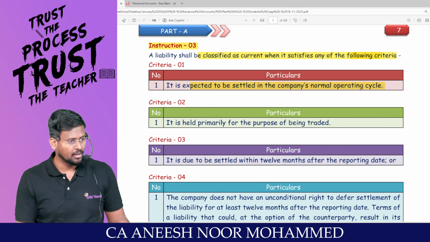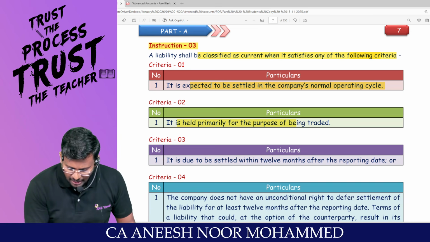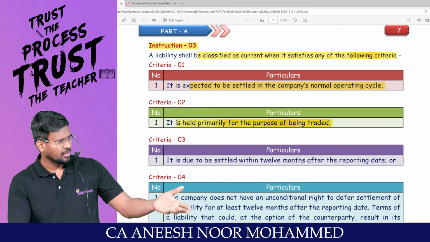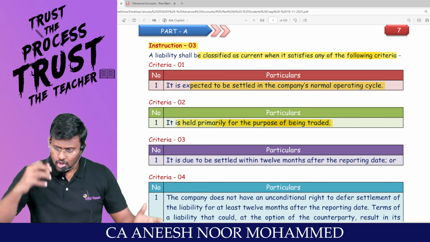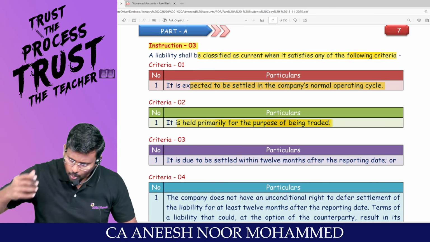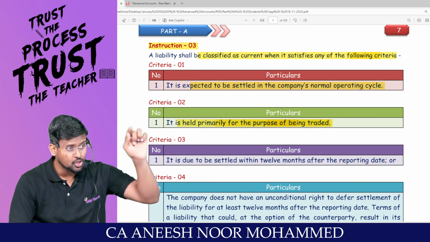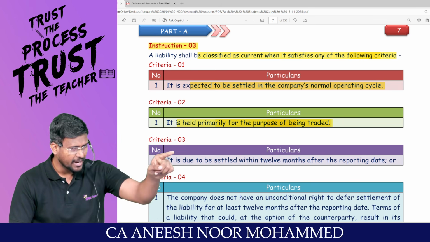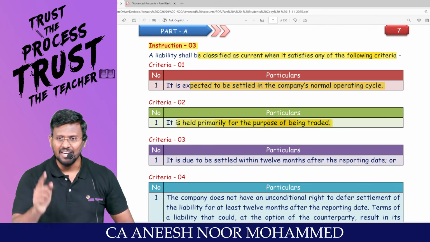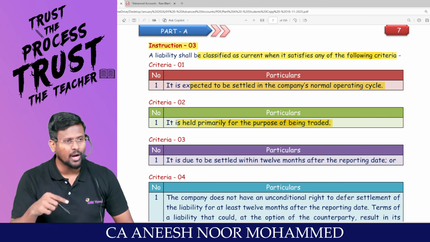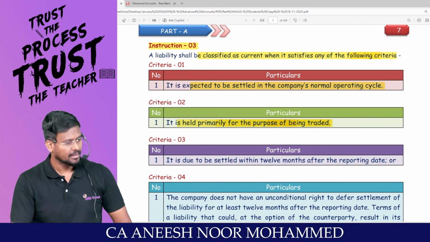Criteria number 1. Number 2, it is held primarily for the purpose of being traded. Sir, because of the trading activity only that liability arises. Debenture liability does not arise because of trading. But bills payable arises because of trading. Sundry creditor arises because of trading. If that is the case, you have to classify as current liabilities.